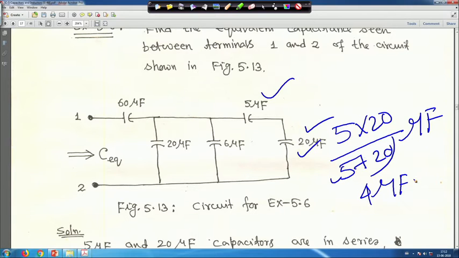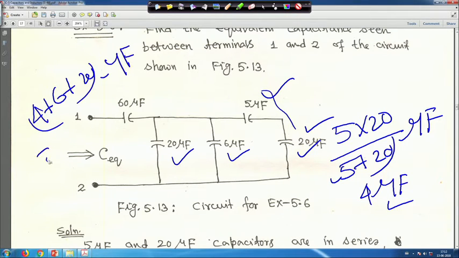Therefore, this equivalent is 4 microfarad, which means this 4 microfarad, then 6 microfarad and 20 microfarad are in parallel. Parallel means just addition. So, it is 4 plus 6 plus 20 microfarad, that is 30 microfarad. And if you add it, it will be like this.